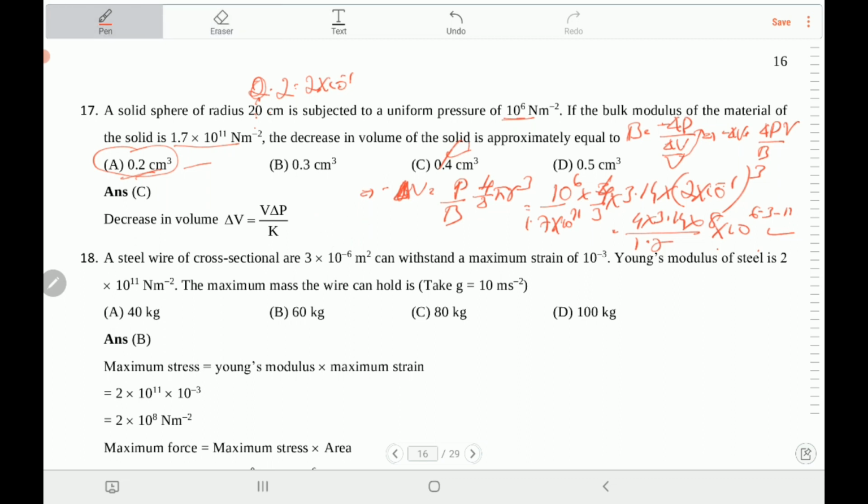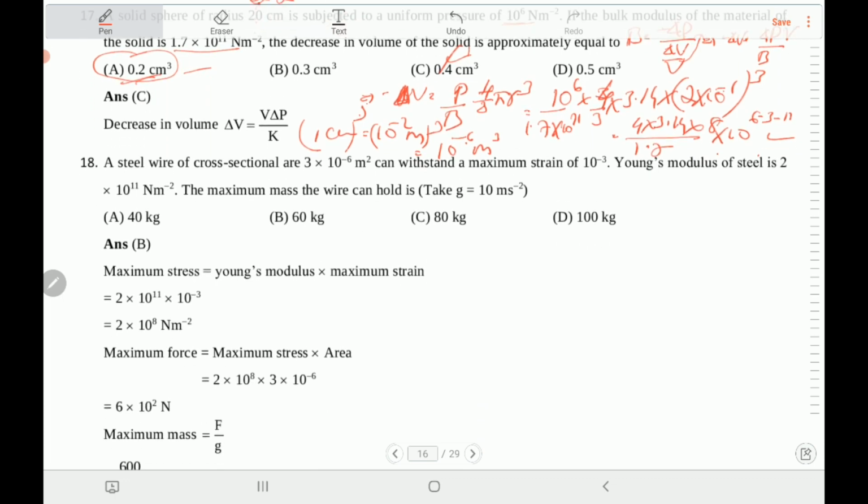And here the conversion: 1 centimeter cube. How do you write 1 centimeter cube? It is 10 power minus 2 meter. If you cube it, it becomes 10 power minus 6 meter cube. So if 10 power minus 6 comes, you can write it as 1 centimeter cube. Check it. You try it on your own.